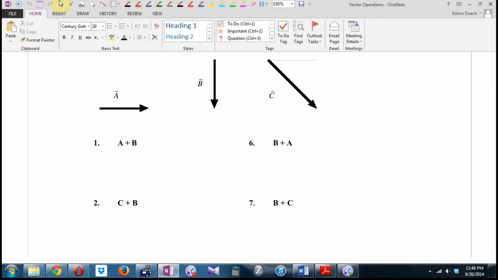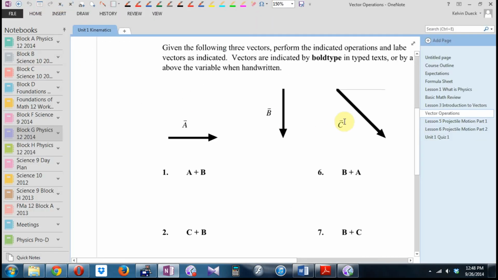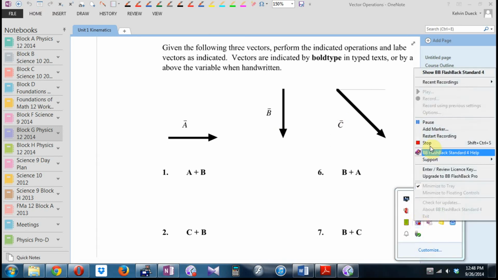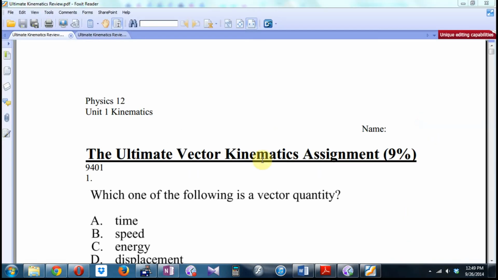The second thing that I gave you is, I forgot to print it here. Give me 1 second. Right-click. So the second one that I gave you, you cannot do every question on it yet. You might be able to, but in theory you can't. This is your ultimate vector kinematics review. It's the review for this unit.